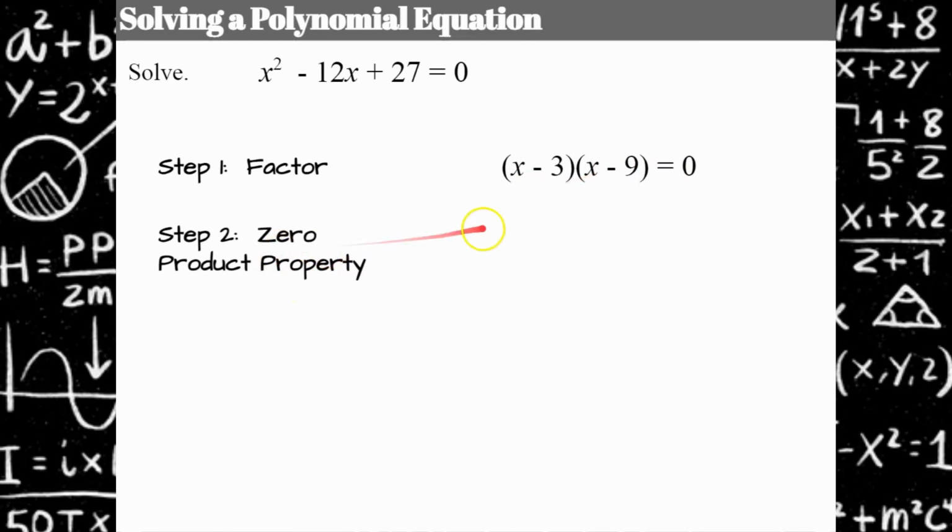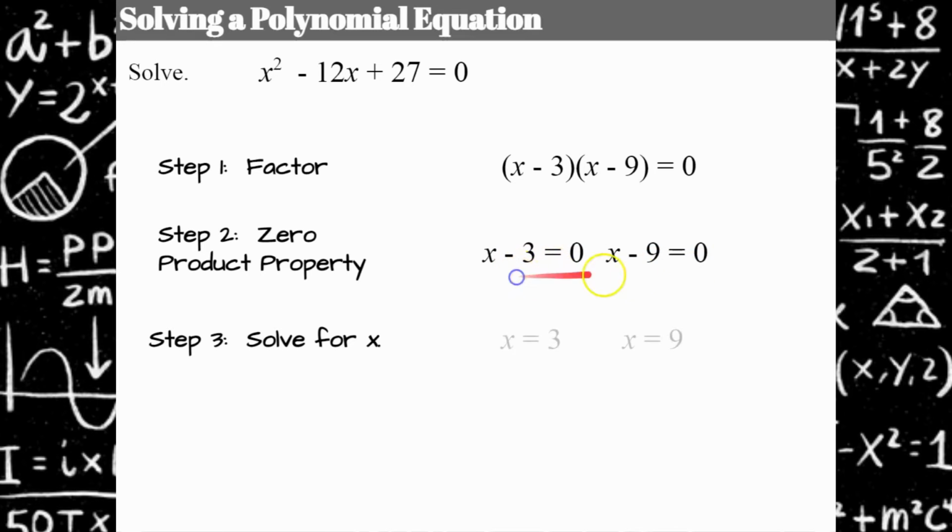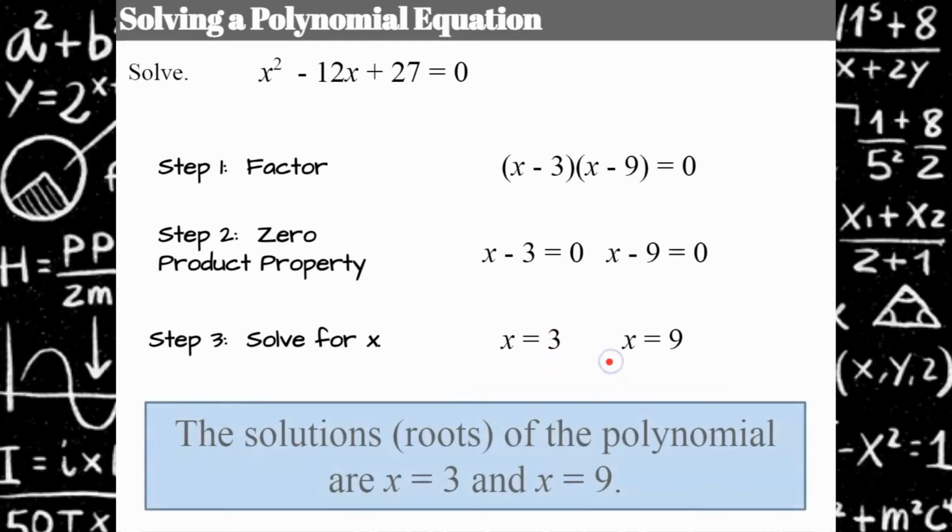So now when we use the zero product property, remember these are factors, these are binomial factors. So x - 3 could be equal to 0, and x - 9 could be equal to 0, or they both could be equal to 0. So we're going to solve for x. We add 3 to both sides and add 9 to both sides, and we get that the roots, or the zeros of the function, are 3 and 9.